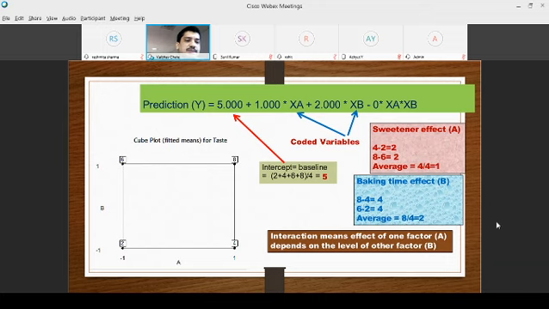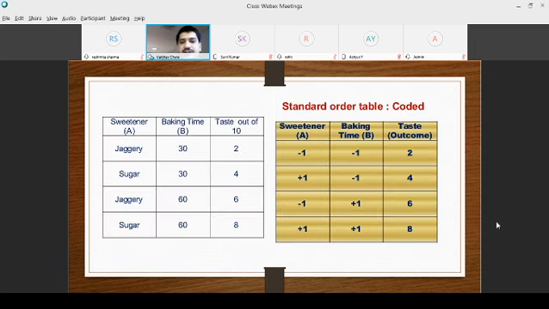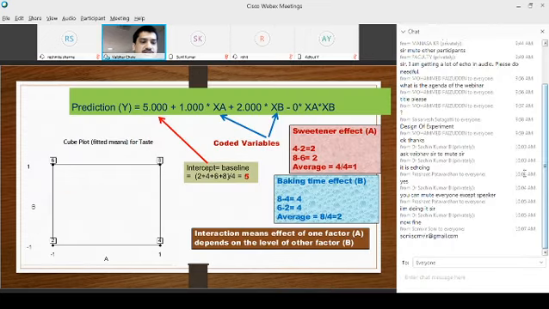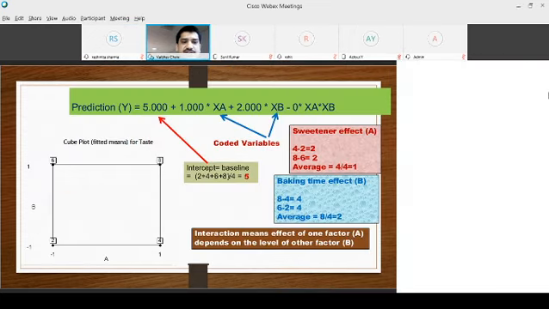And -1, +1 is 6. And when we had A factor set to +1 and B factor set to +1, we have got the result of the taste of that particular cake as 8. That means if you have incorporated the values as per the standard order, you are going to represent these values in the form of a cube plot: 2, 4, 6, 8.